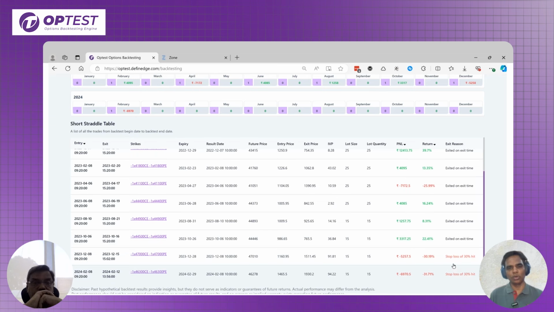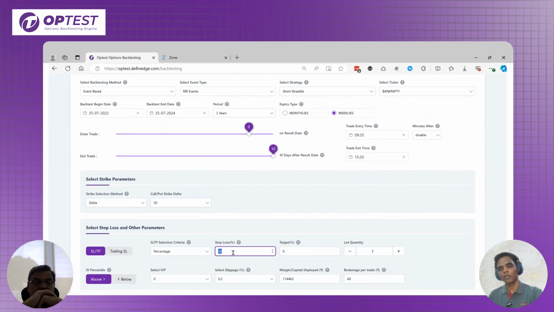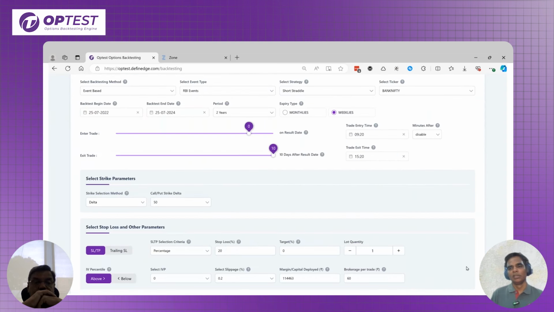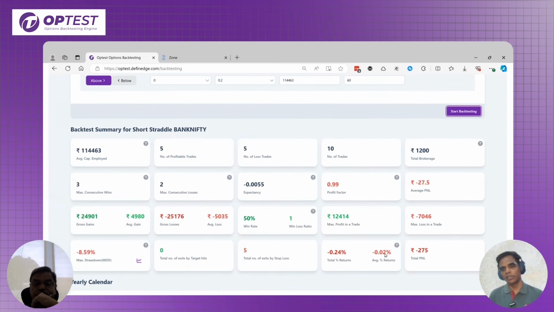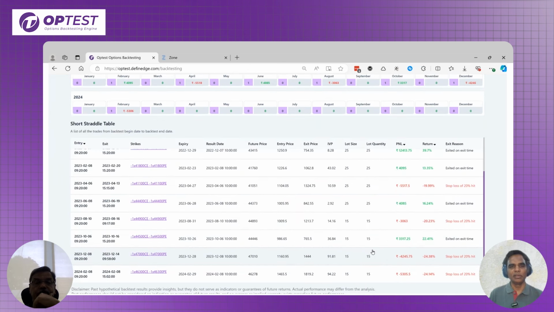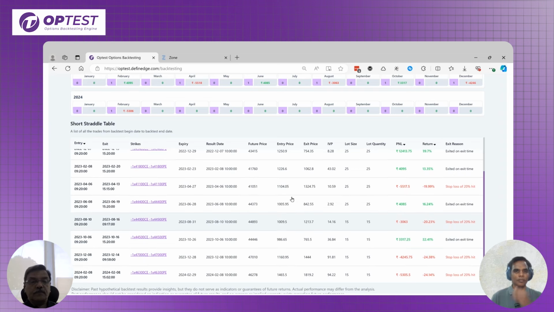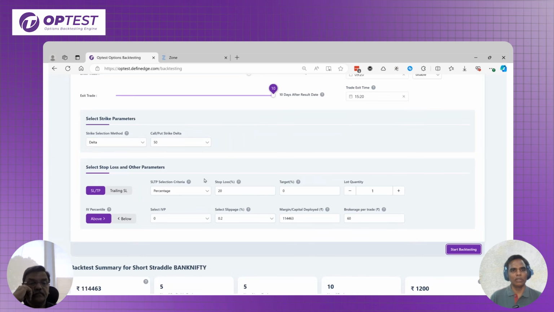You got 2 stop losses hit. So maybe we can have a stricter criteria for stop loss, for example, 20%, and see what happens. See, so just changing that criteria has changed everything. So you have to also give some room for the trade to work out. So yes, change the criteria and see what works out.